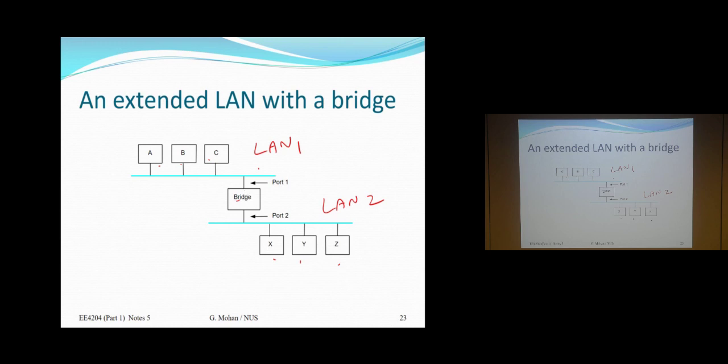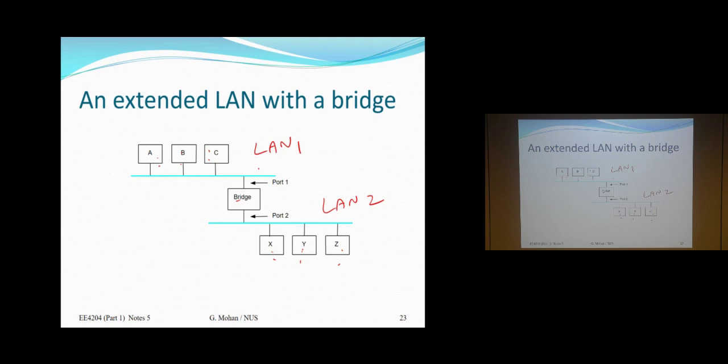The advantage here is that if there is any collision, the collision will be between A, B, C. If there is any collision on the other side, it will be within X, Y, Z. Transmission from A to X, or Y to B, will be forwarded by the bridge or the switch. So this is a typical connectivity, a very simple example. You have two LANs connected by a bridge with just two ports.